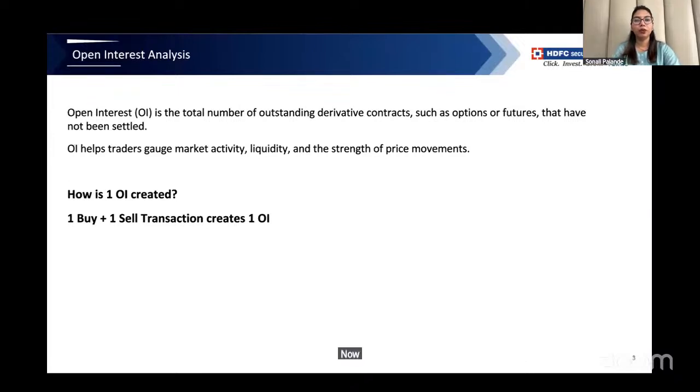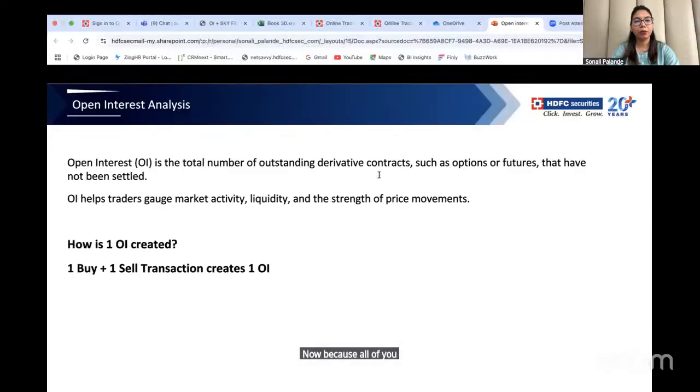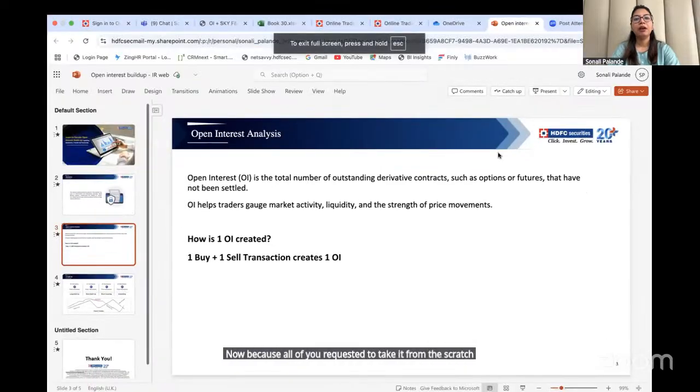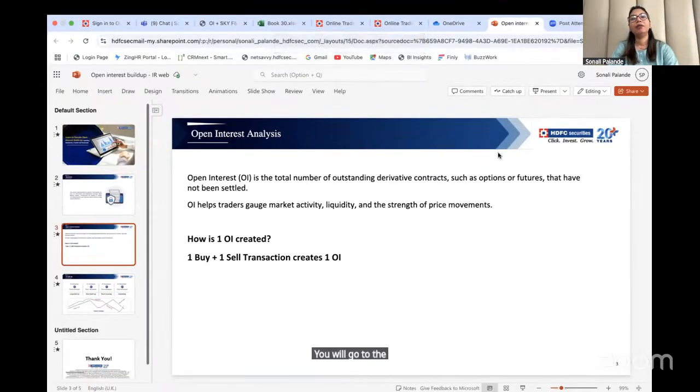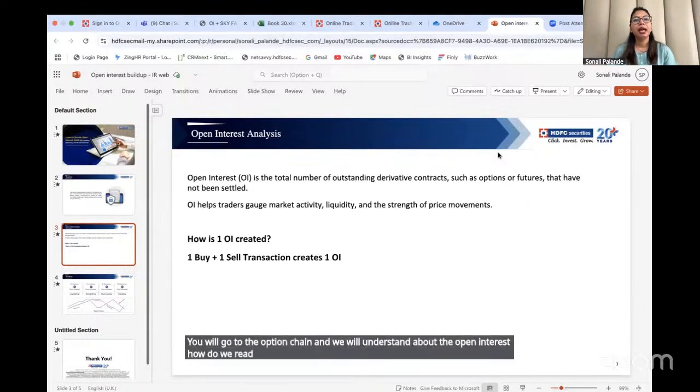Now because all of you requested to take it from scratch, let's do one thing. We will go to the option chain and understand open interest, how we read the option chain, and how we get the basic clues from it, and then we will go towards the build up. Sounds good.